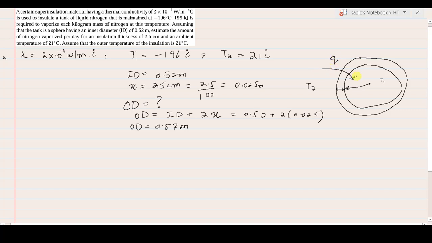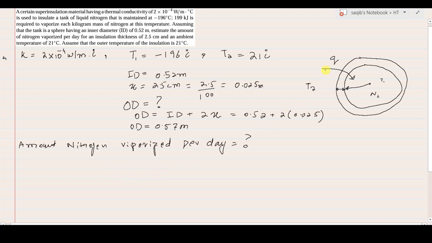The heat transfer takes place from outside to the inside. Remember, the heat transfer will take place from outside to the inside. Due to this heat transfer, the nitrogen present inside this sphere will get vaporized. When everything gets heated, it gets vaporized. In our case, the temperature inside this sphere is lower, minus 196 centigrade, and the outside temperature is 21 centigrade. So the heat transfer will take place from outside to the inside, and we need to find how much nitrogen is vaporized per day.